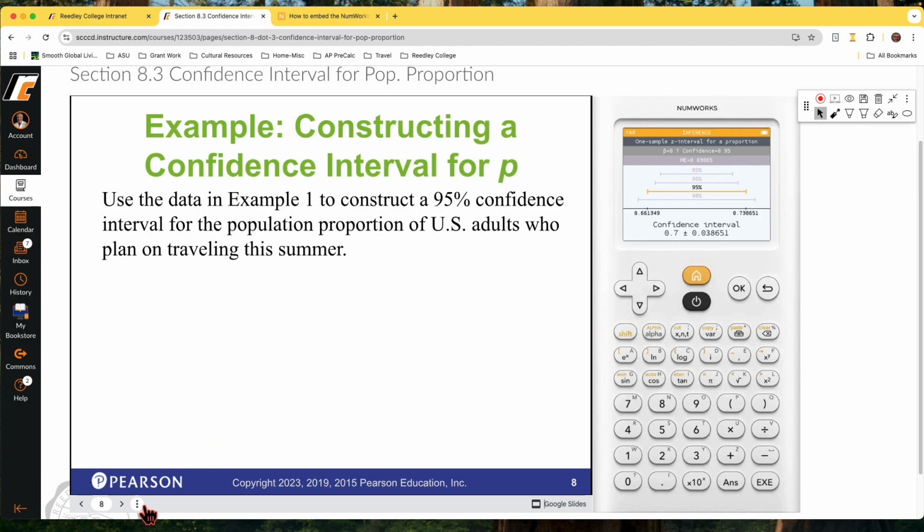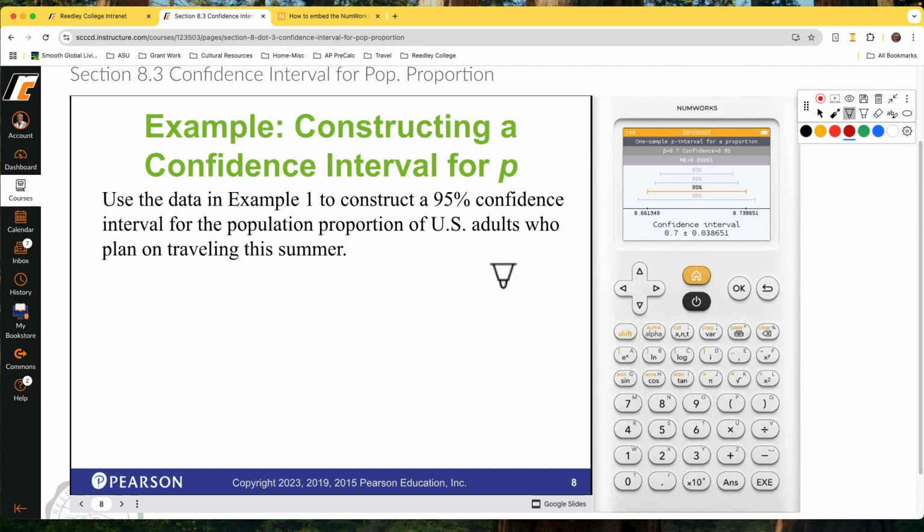And so now we're ready to look at a couple examples. Well, actually, we've already done this, haven't we? We used the data in example 1 to construct a 95% confidence interval. And it was really very straightforward. All we had to do is enter those two values, go to the next, see what the results were, and then we are able to verify, yes, the margin of error is being added or subtracted from the point estimate. Here we are, we're done.